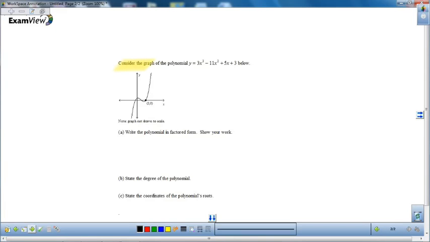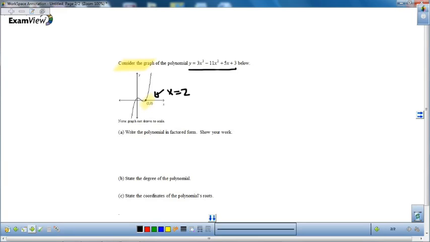So we're going to consider the polynomial and its graph below. Notice that they give us what one of the roots, or one of the x-intercepts, is. One of my x-intercepts is going to be 2. So just by looking at the graph, I know what my x-intercept is.